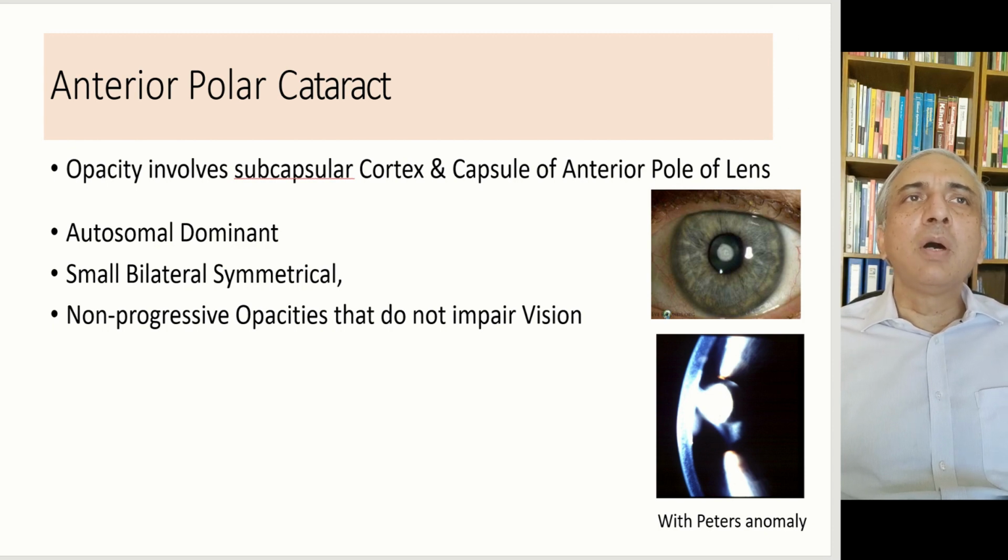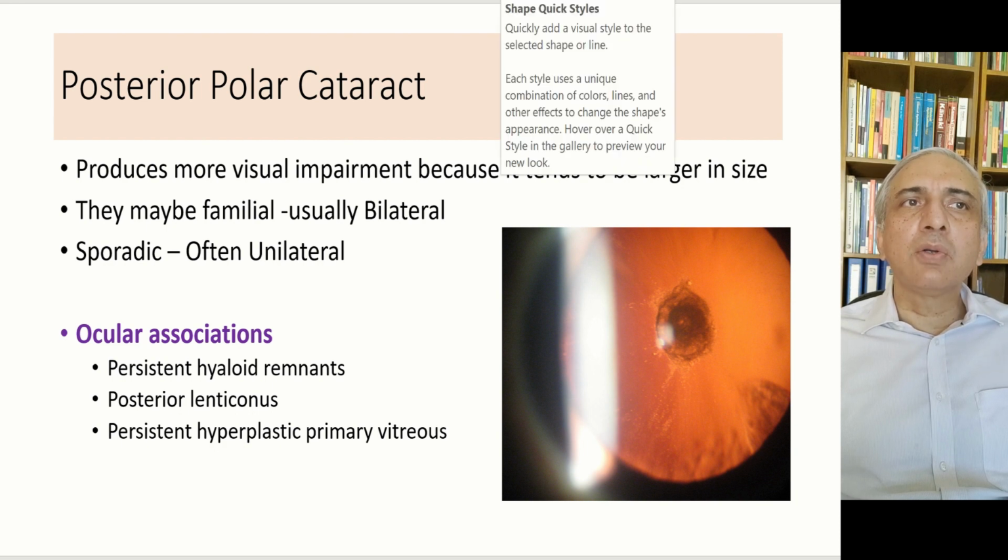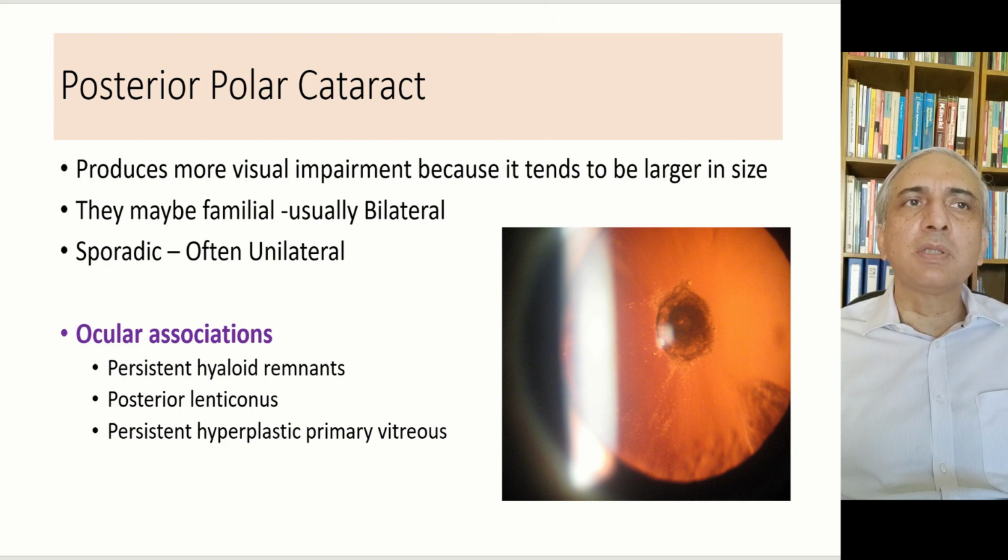Then we come on to a posterior polar cataract. It produces more visual symptoms because it tends to be larger in size, and they may be usually bilateral, or sporadic and might be unilateral. Ocular associations include persistent hyaloid remnants, posterior lenticonus, persistent hyperplastic vitreous, and here you can see the opacity is present, and usually it is very localized on the outside and you do not see any fuzzy margins to it.